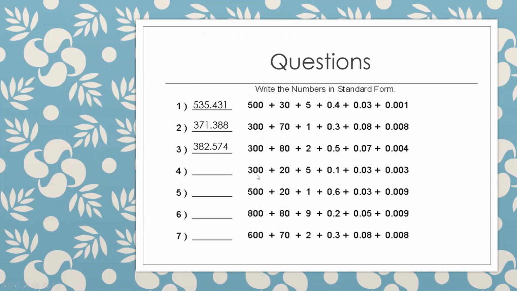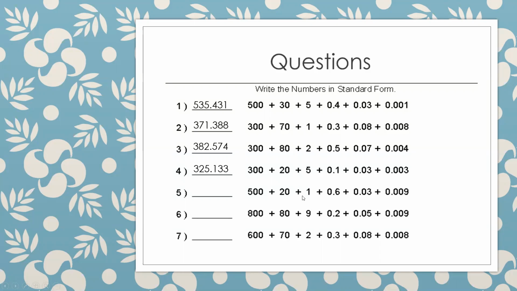Next question. 300 plus 20 plus 5 is nothing but 325. The fractional part. 0.1 plus 0.03 plus 0.003. So the answer will be 0.133. So the complete answer is 325.133.